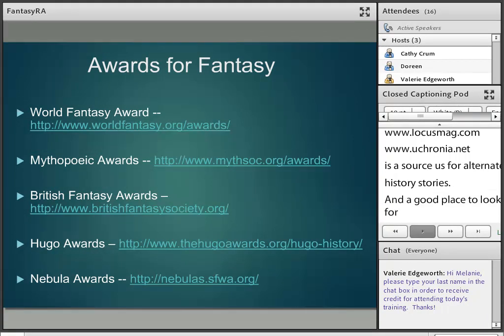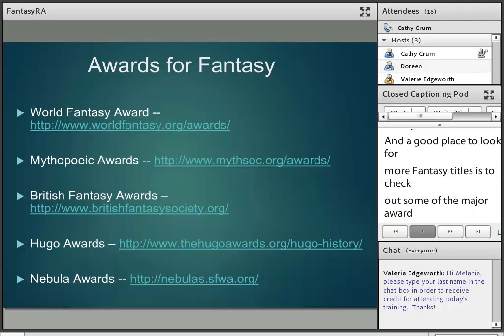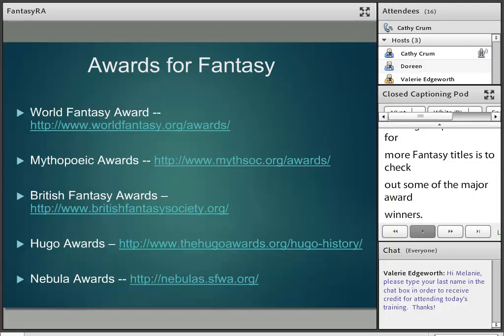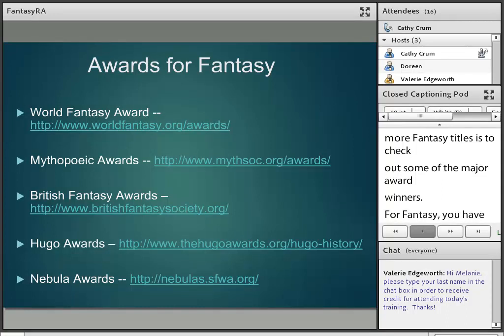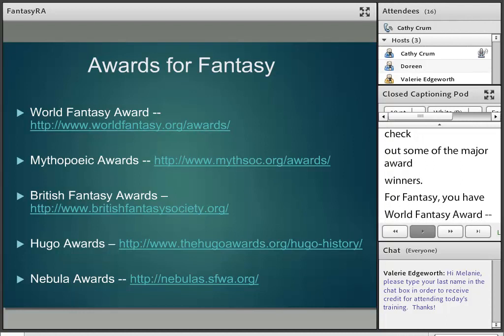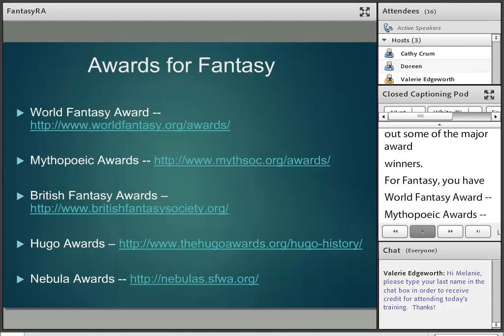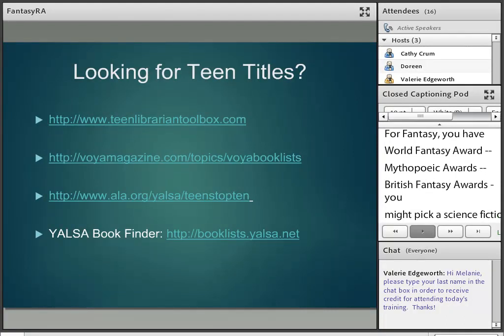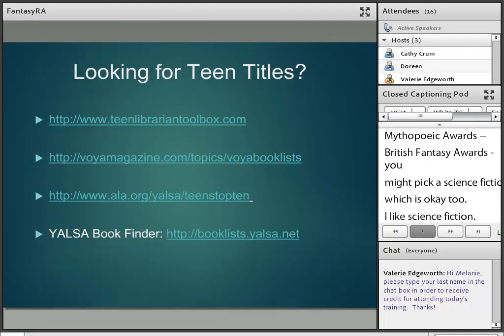for fantasy. Fantastic Fiction is a source for all kinds of fiction, but there are genre pages for fantasy, urban fantasy, paranormal romance, and young adult fantasy. Locus is a possible resource for science fiction and fantasy, while Uchronia is a source for alternate history stories. A good place to look for more fantasy titles is to check out some of the major award winners.